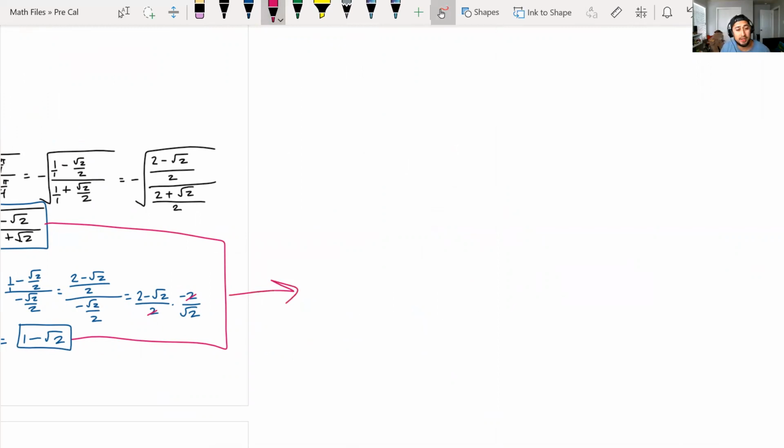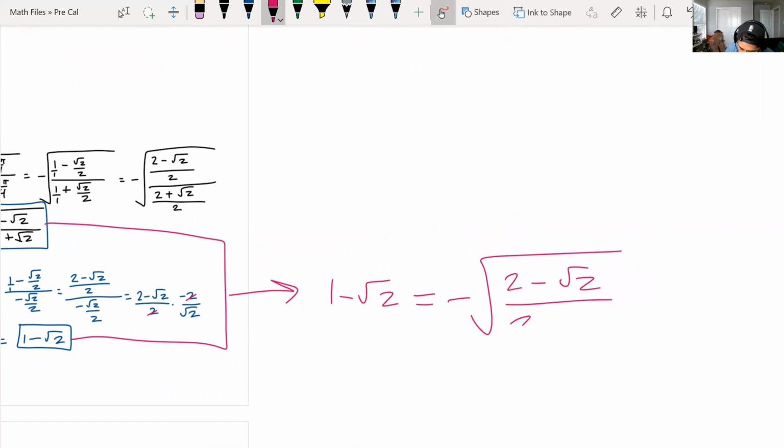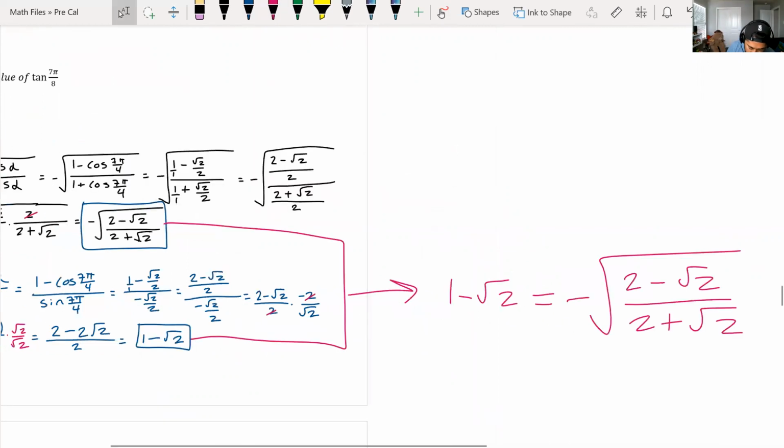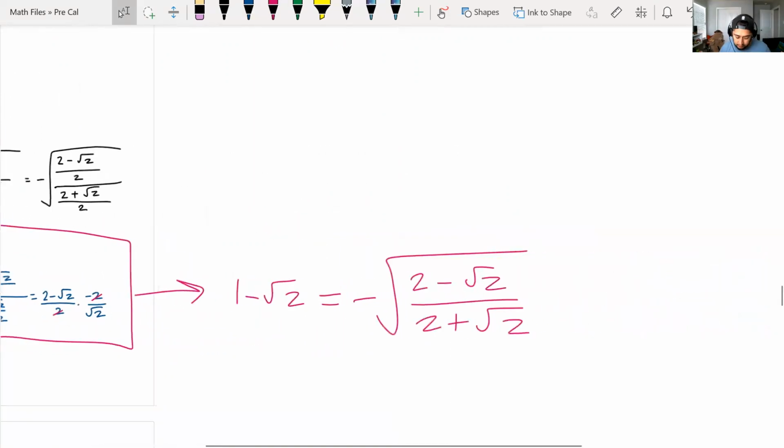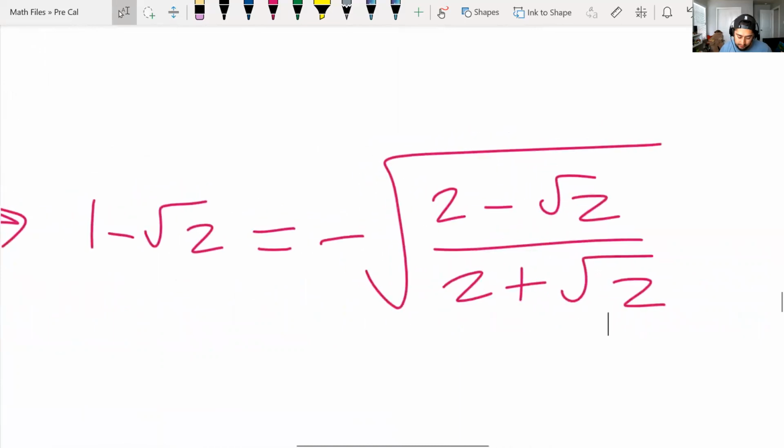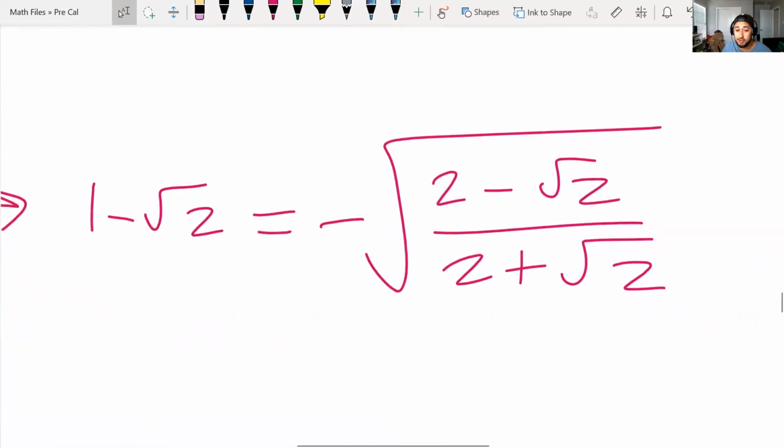And I'll erase it. Or I can leave that on there. You probably won't be able to print it out, though. But it'll be there. So I'm going to make 1 minus the square root of 2 equal to the negative square root of 2 minus square root 2 over 2 plus square root 2. Is that good? Yes. Okay. So now we want to show that these are equal.